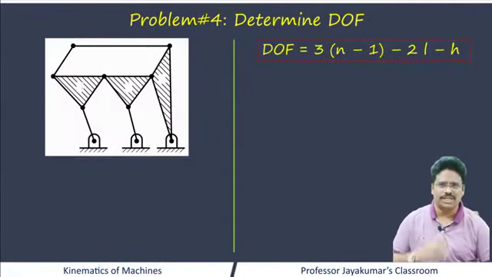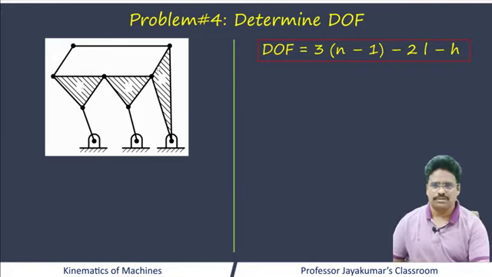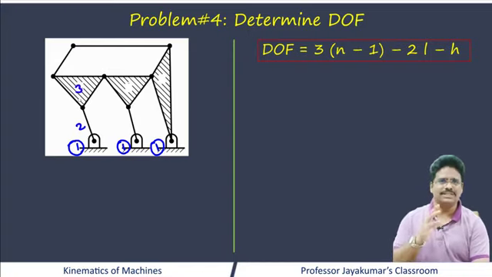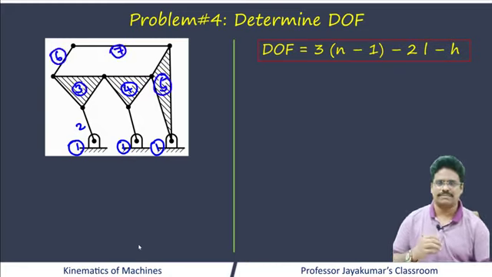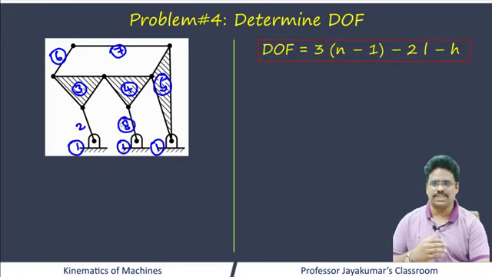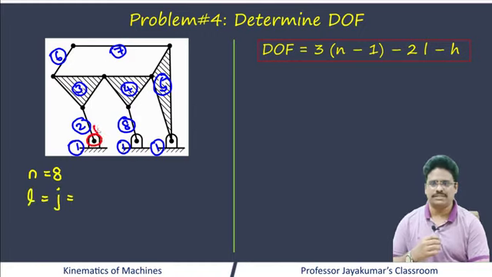The same way we can do problem number 4. First naming, all fixed links are 1, 2. This is ternary link, ternary link, ternary link. 6. This one 7. We have one more here, 8. N is equal to 8. Here one binary, it's not ternary, it's one binary.